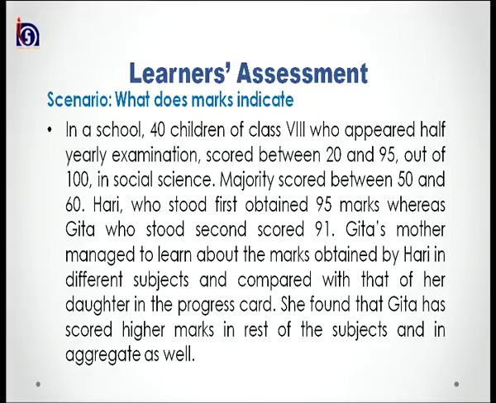Now, there is a scenario for you. First let me discuss a scenario with you. In a school, 40 children of class 8th who appeared in the half yearly examination scored between 20 and 95 out of 100 total marks in social science. The majority scored between 50 and 60, that is in the average range. Hari, who stood first, obtained 95 marks, whereas Geeta, who stood second, scored 91 in social science.